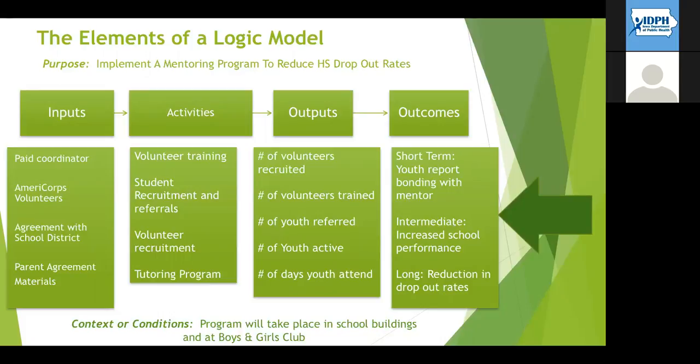So in the short term, looking at this example, we're going to have students working with volunteers in the mentoring program. So in the short term, we're really going to work on developing relationships between the volunteers and the youth. And then at the end of the first semester, we're going to do a survey of the youth saying, do you feel like you have bonded with your mentor? Do you feel like they're listening to you and supporting you? So in the short term, if they report yes, we know that our activities are working.